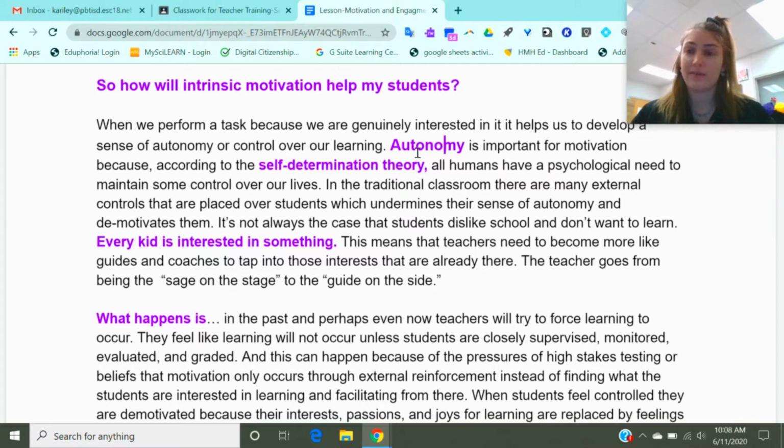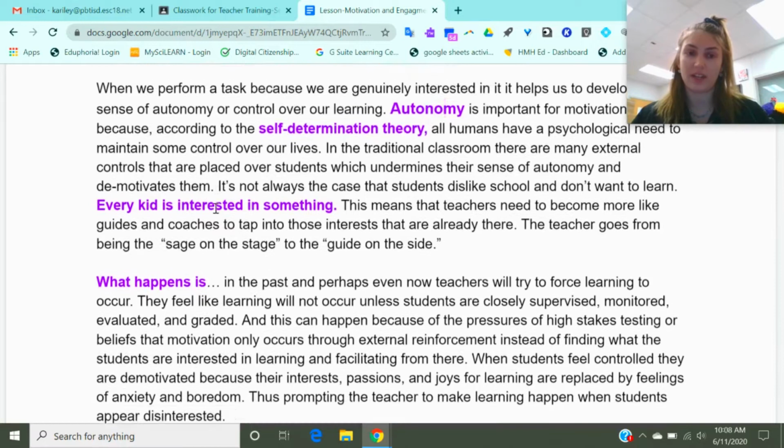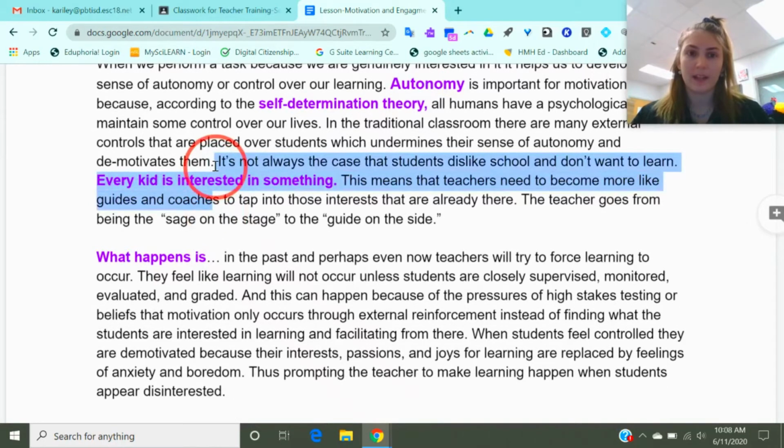And autonomy is very important, and we're going to talk about more specific reasons why. In the traditional classroom, there are many external controls that are placed over students, and that's going to undermine their sense of autonomy, which can be demotivating. It's not always the case that students dislike school and that they don't want to learn. Just like with ourselves, we're all interested in something. Well, so are the kids. Every kid is interested in something.